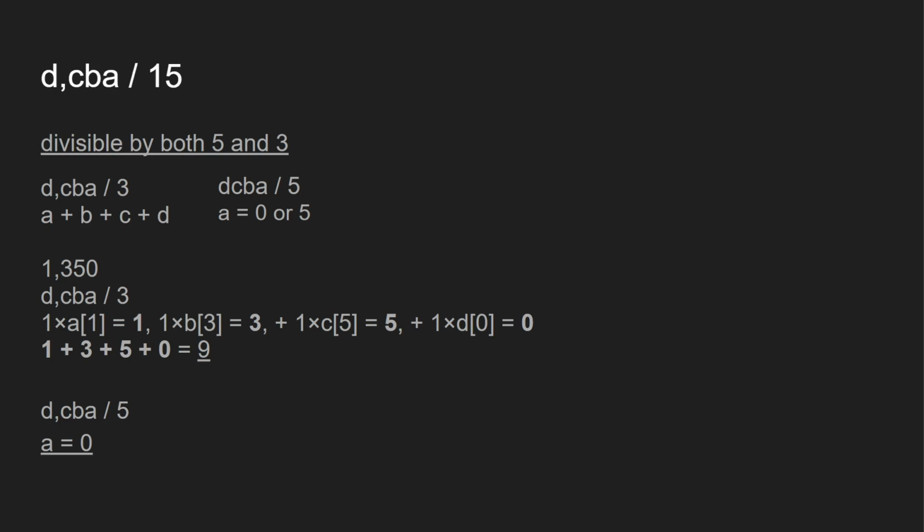Next up, 15. So 15, again, we're going with the least common unique multiples, which are 5 and 3. If a number is divisible by both 5 and 3, it's divisible by 15. Divisibility by 3 again, add the integers together, so for 1350, adding them up we get 9, and the final digit is 0, and thus it is divisible by 15.